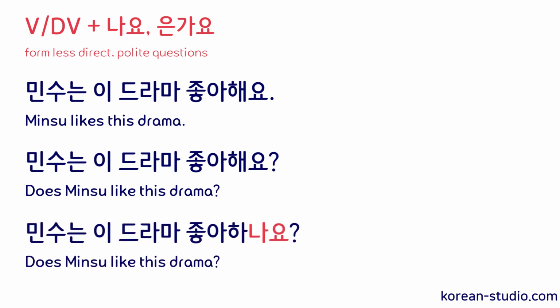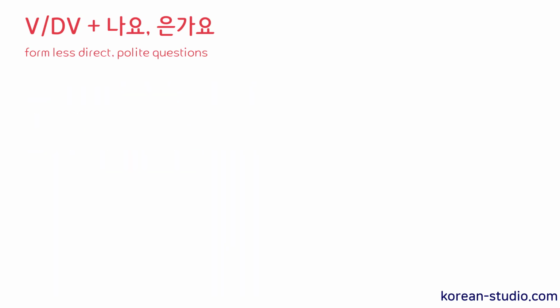But if we want to form a more polite question, a question that is less direct, we can add 나요 to the verb stem. So 좋아하다 would become 좋아하나요? And this helps to form a question that comes across soft, less direct, and more polite. And for verbs, we add 나요 to the verb stem. But for descriptive verbs, we can add 은가요.